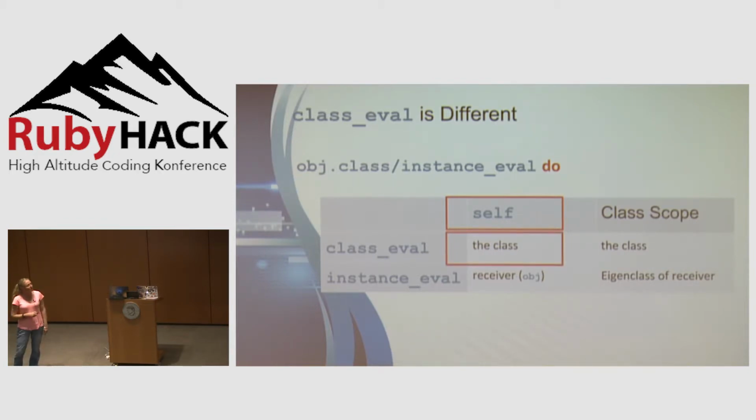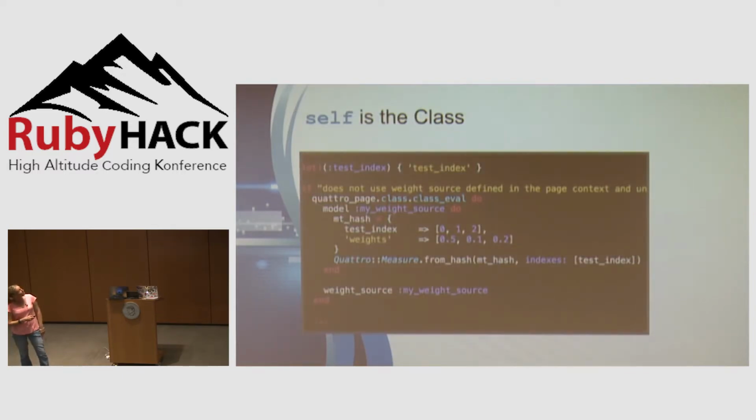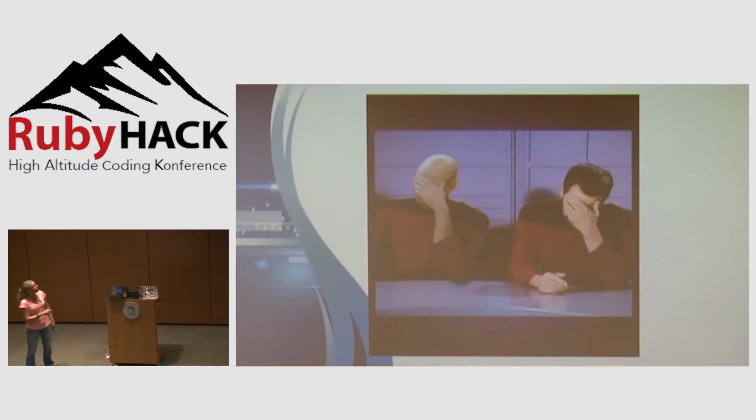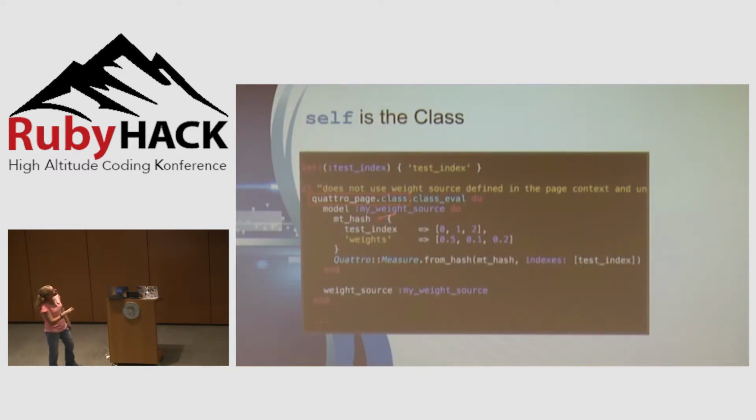In other words, what this slide is saying is that class eval is different from normal methods that take blocks, because self inside the block for class eval will not be set to point to the currently active object. It's going to be set to point to the class of the receiver. And so in this slide, self inside the first block is going to be pointing to the class of QuattroPage. And that means self inside the second block is also going to be pointing to the class of QuattroPage. And I'm guessing there's no method called testIndex defined on that class.